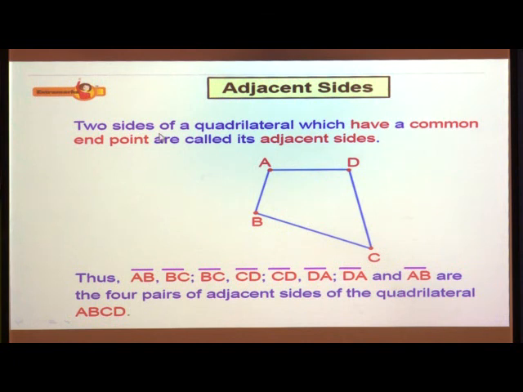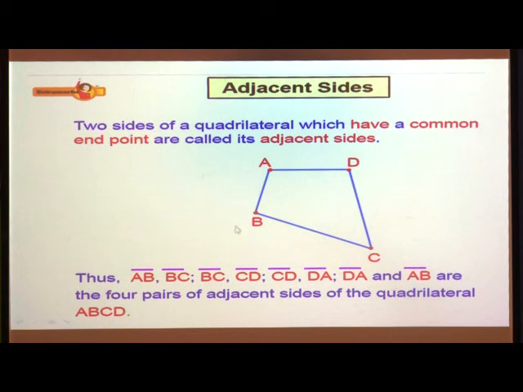Adjacent sides. 2 sides of a quadrilateral which have a common end point are called its adjacent sides. Now let us take the point A. We have a common end point A for the 2 sides BA and DA. So these are the 2 sides of a quadrilateral which have the common end point A. This is called the adjacent sides.